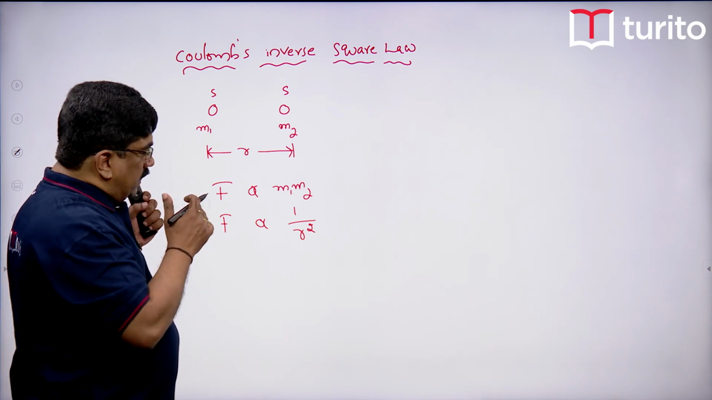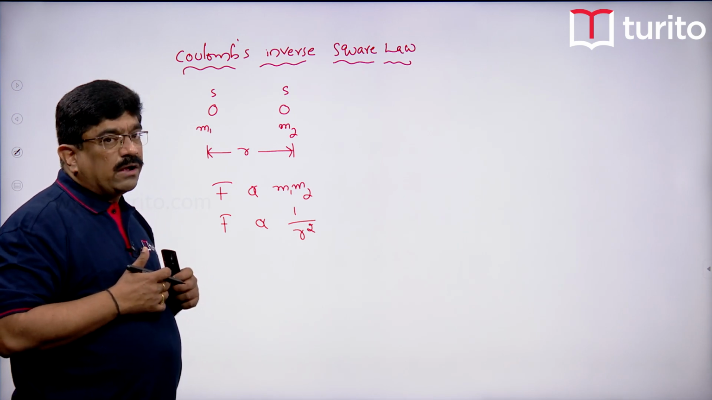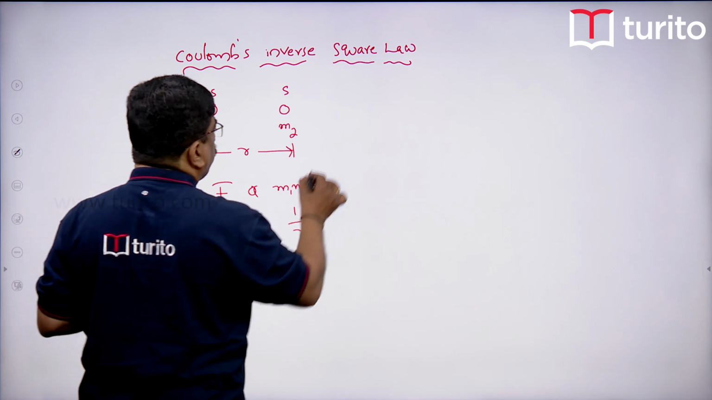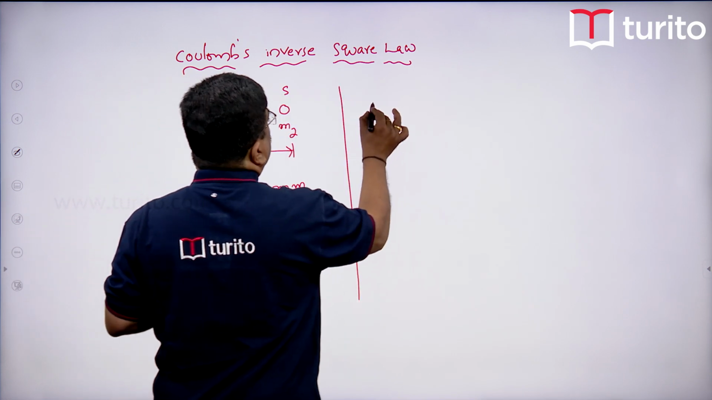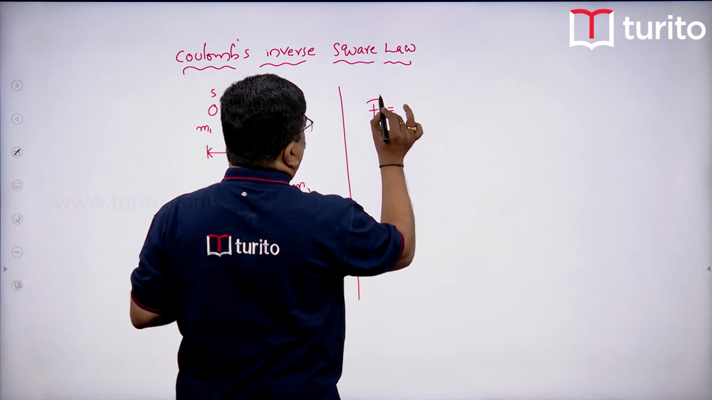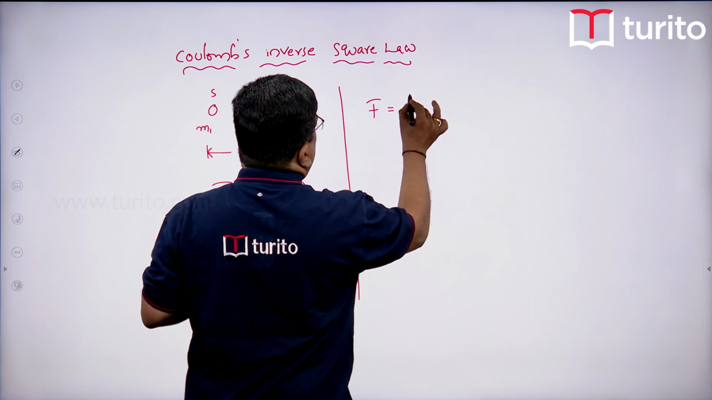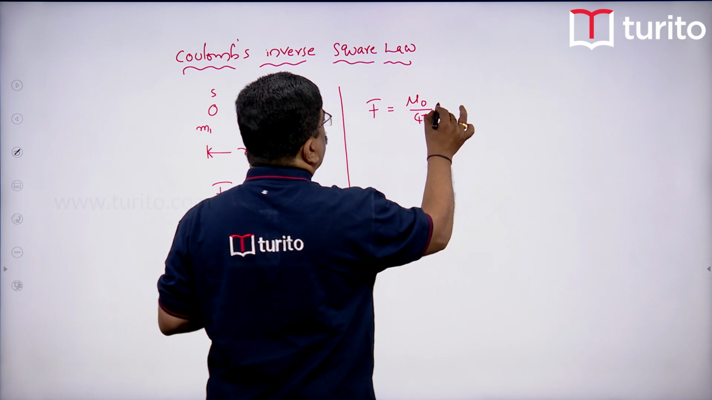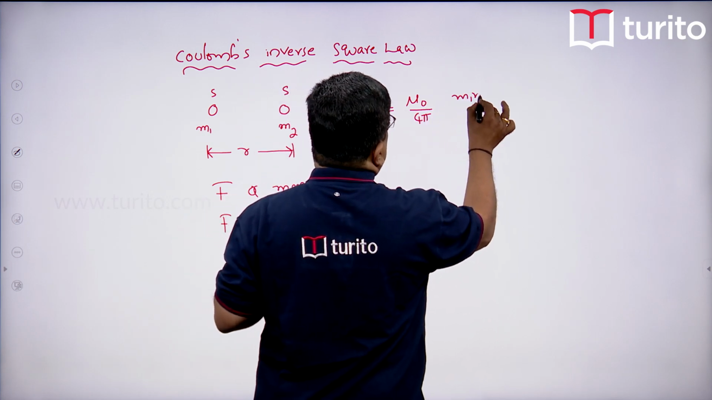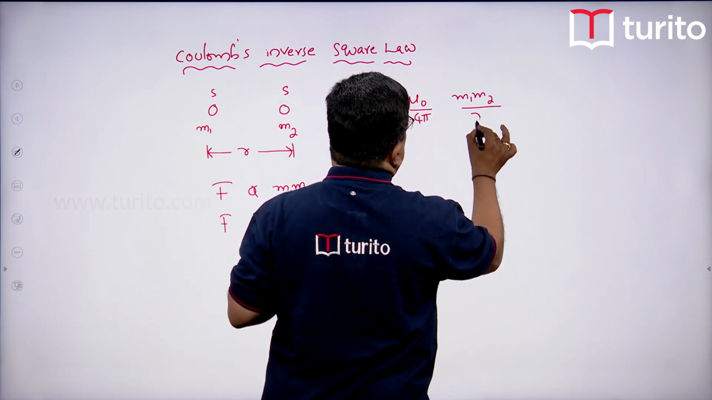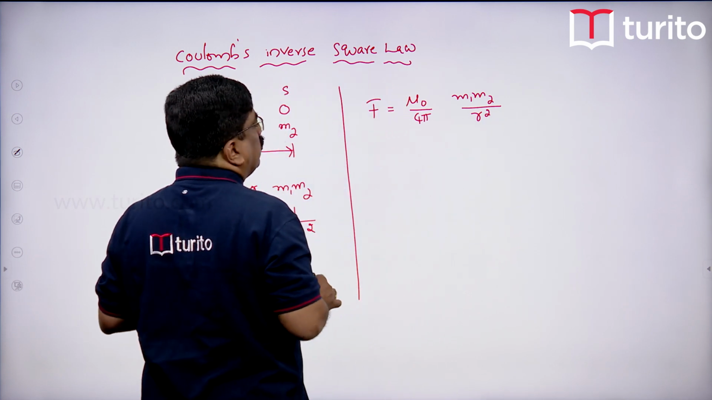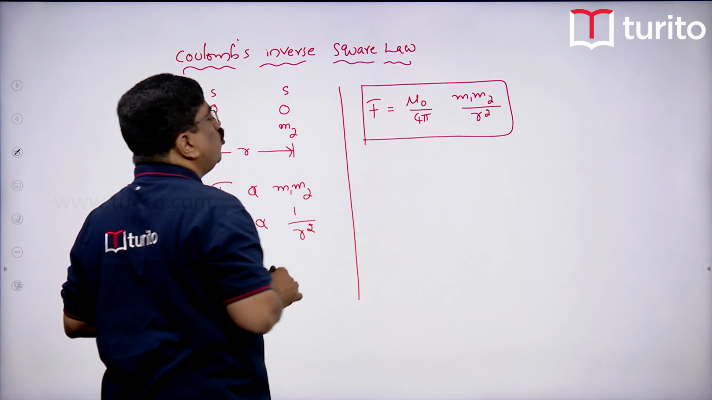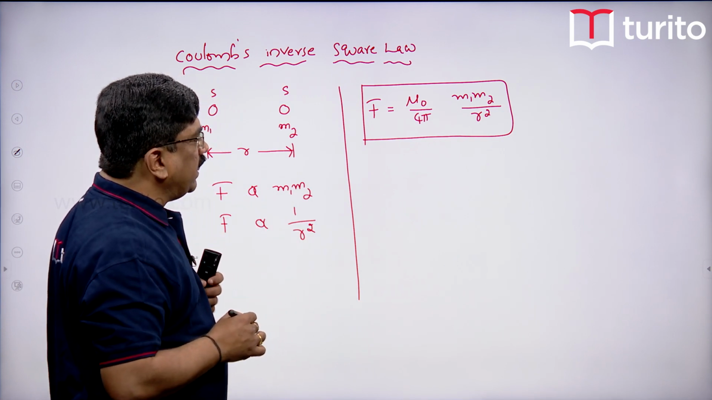So, these are the two things given according to Coulomb's inverse square law, and combining these two we can write F is equal to a constant mu naught by 4 pi into m1 m2 divided by r square. This is the force between two magnetic poles kept in air or vacuum.